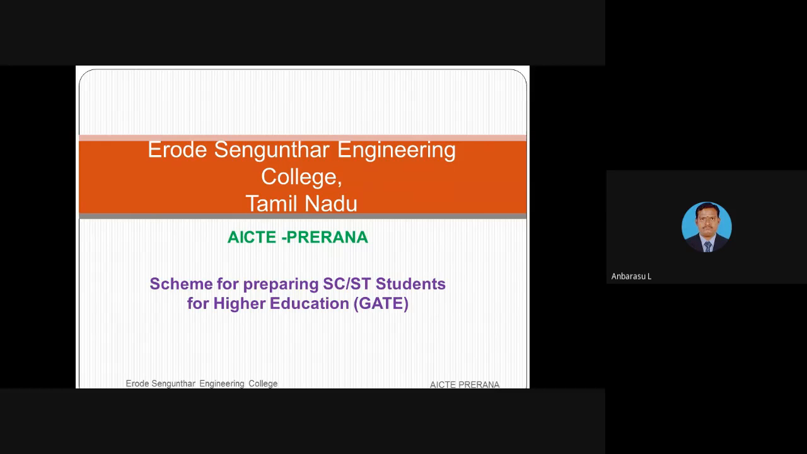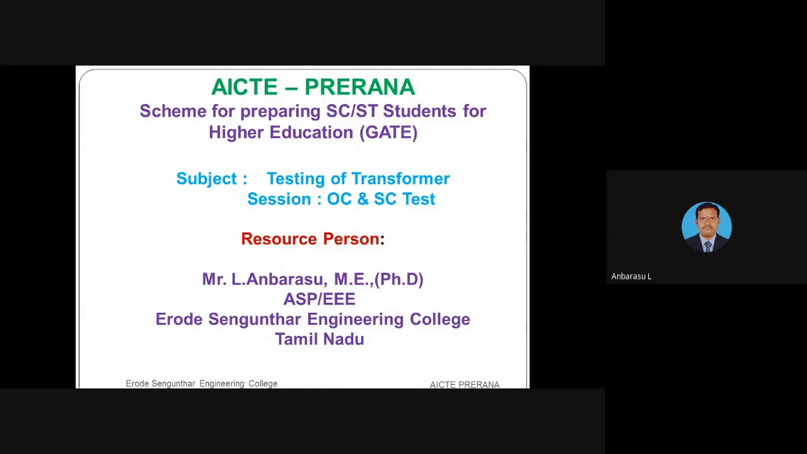On behalf of Erode Sengunthar Engineering College, Perundurai, Tamil Nadu, under the AICTE PRERANA scheme for preparing SC/ST students for higher education class. This session is useful for the GATE coaching class for SC/ST students. Myself, L. Anbarasu, Associate Professor, belongs to the EEE Department, Erode Sengunthar Engineering College, Tamil Nadu. In this session, we have to discuss the testing of transformer, open circuit test and short circuit test.